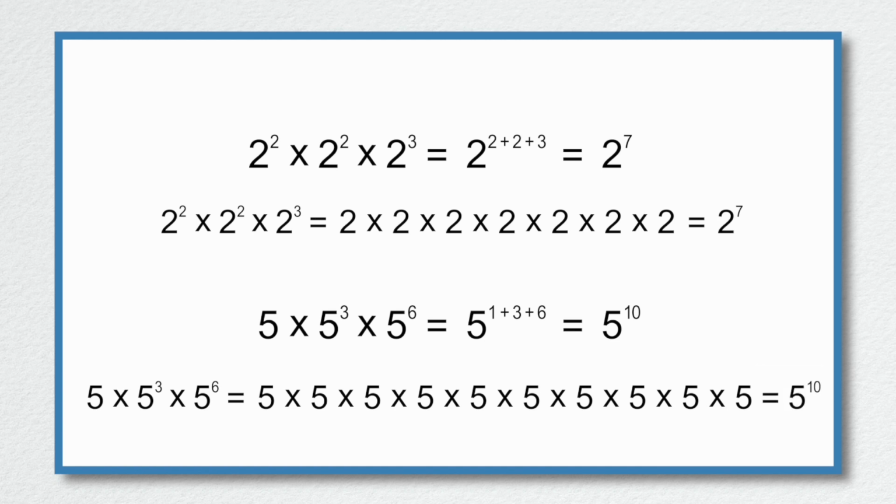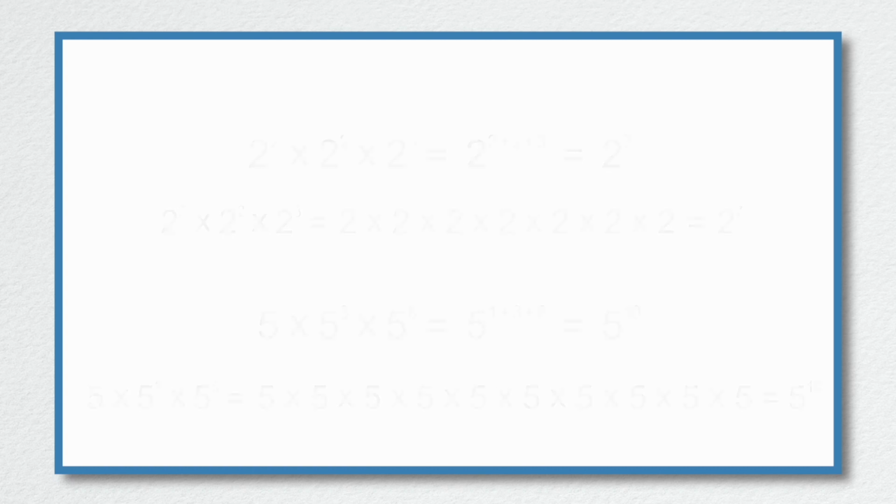Now let's look at dividing. What if we had 2 to the power of 3 divided by 2 to the power of 2? Well, we can write it like this, 2 to the power of 3 over 2 to the power of 2. And 2 to the power of 3 is 2 times 2 times 2, which is equal to 8. And 2 to the power of 2 is equal to 4. And 8 divided by 4 is equal to 2.